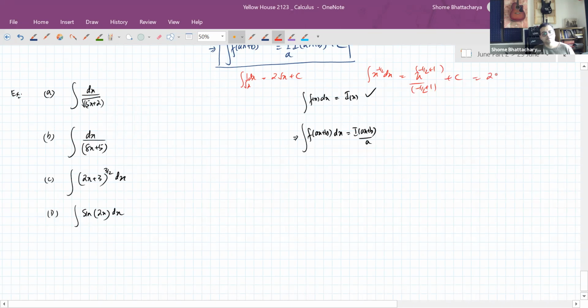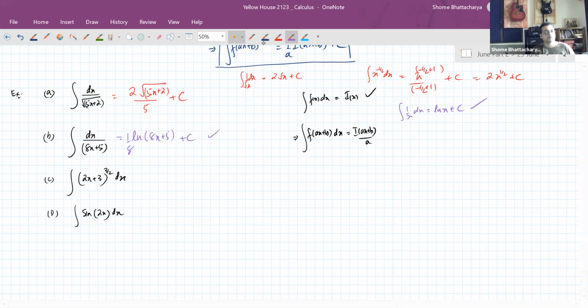So that is, okay. So this will become 2 times square root of 5x plus 2, but then divided by 5. So 2 by 5 square root of 5x plus 2 plus c. Right. Now similarly, for the second one, we know integration of 1 by x is ln x. So making use of this, this will become ln of 8x plus 5, but 1 by 8 plus c.